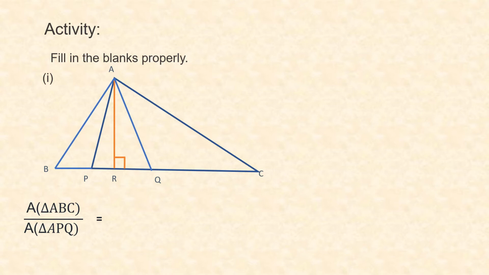Now write down the ratio: BC into AR upon PQ into AR. Here AR is common, that cancels. Answer is BC upon PQ. Now, second example.